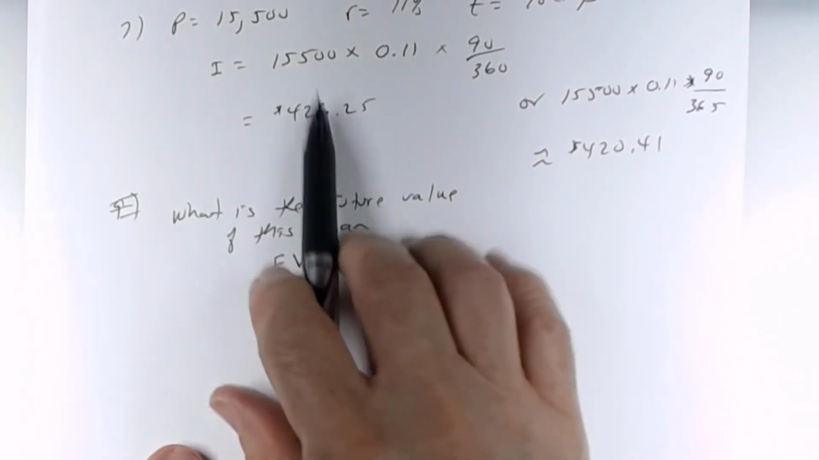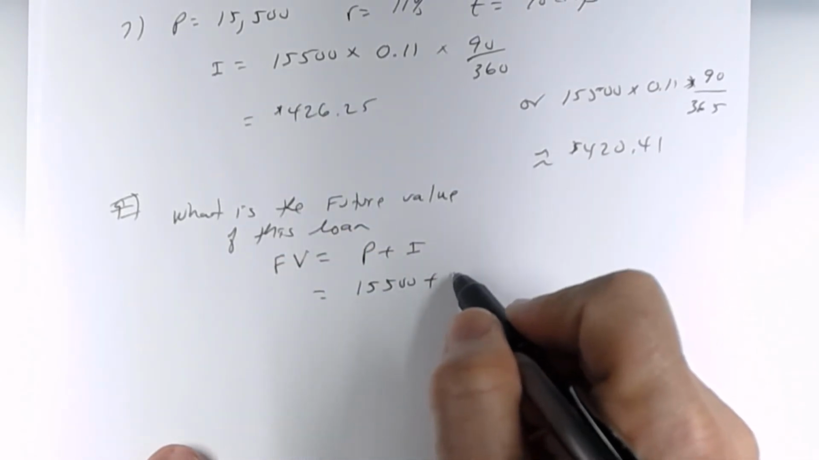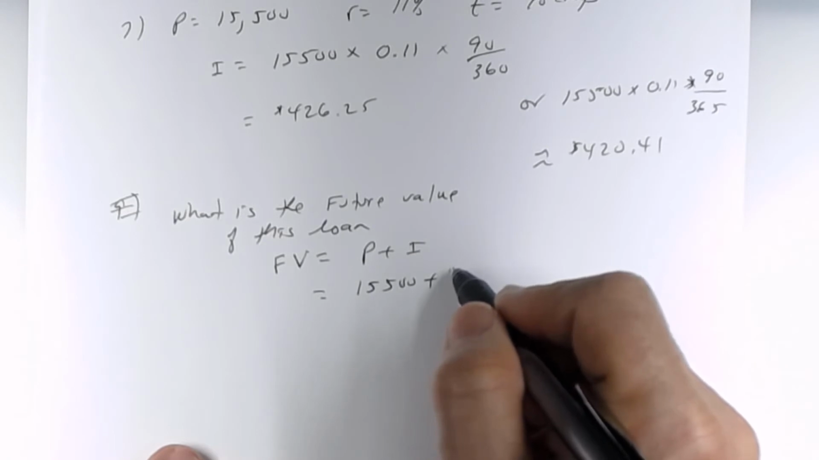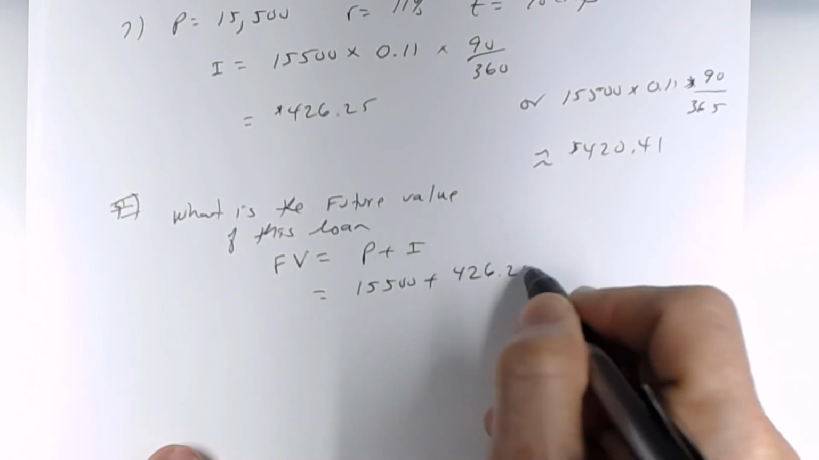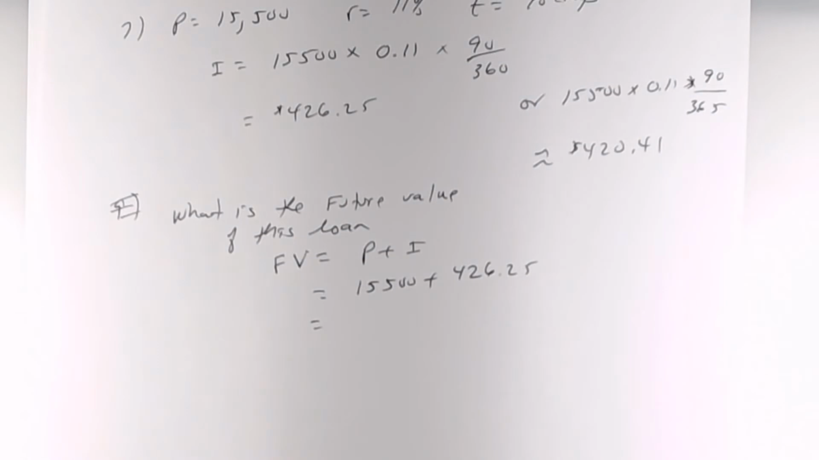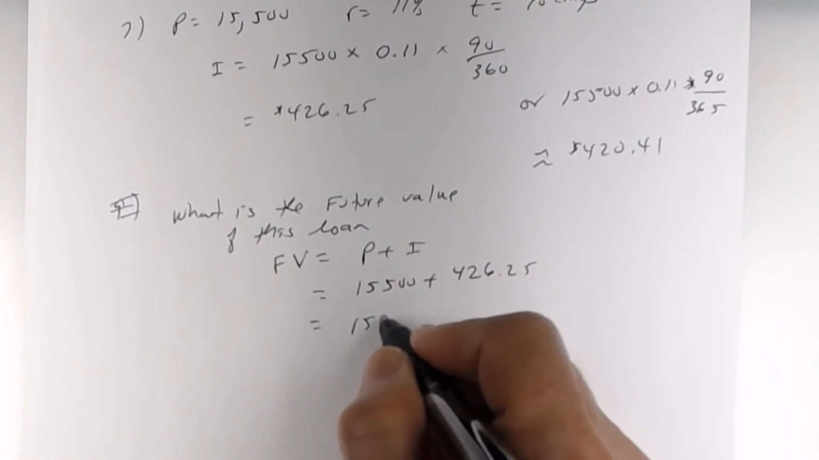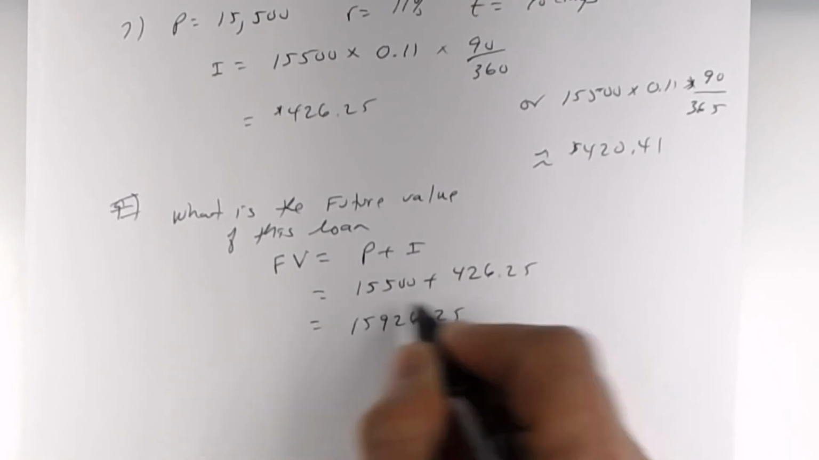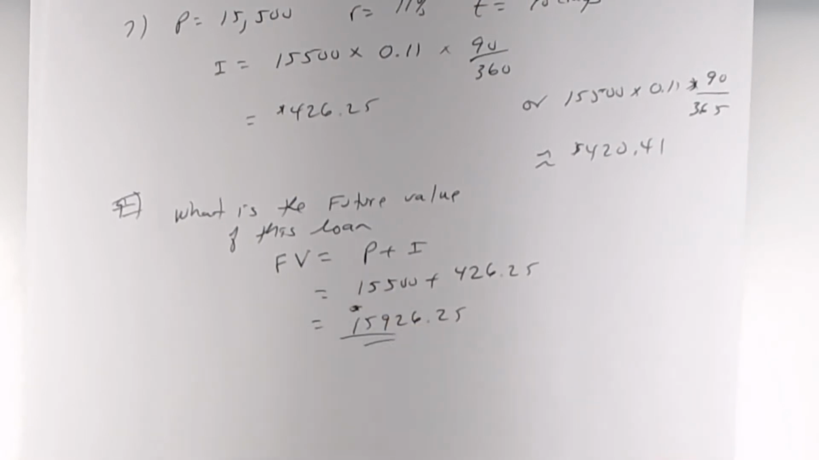what's the interest? Let's use this one. What's the interest? 426.25. And then when you add them up, what's the future value of that loan? $15,926.25. Okay. Any questions at that point? Any questions, guys? Let me know.